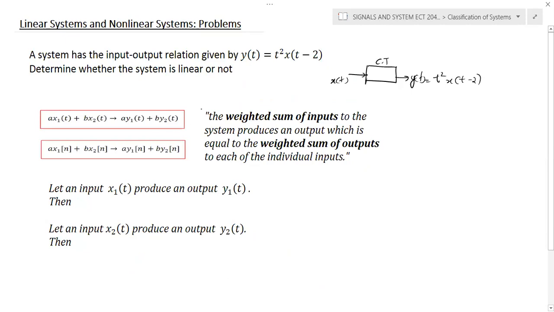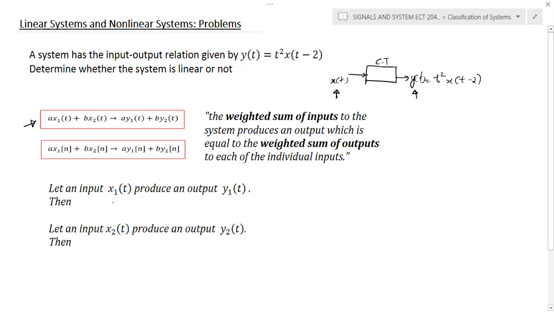We'll start with the question y of t is equal to t square into x of t minus 2. And we need to verify whether the system is linear or not. For this particular system, the input is x of t and the corresponding output is y of t. And it is given by the equation t square into x of t minus 2. And if you apply the input x of t, you will get t square into x of t minus 2 at the output side. So this is a continuous time system. So we need to use this particular formula to verify the linearity property.